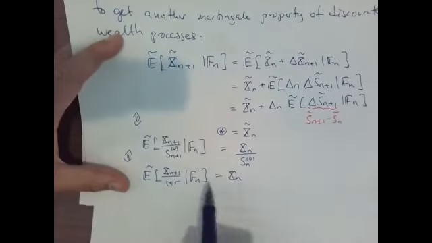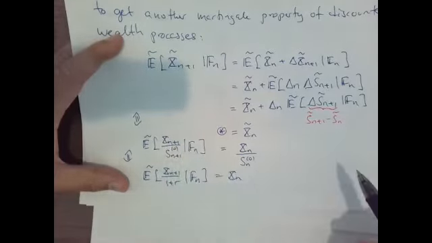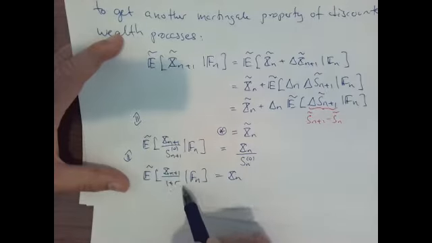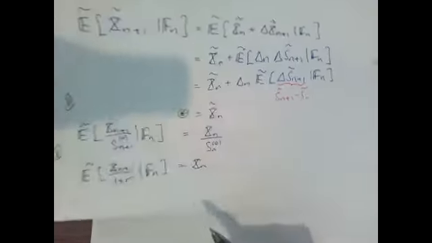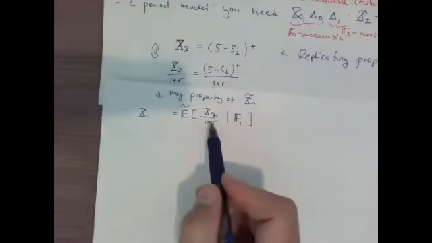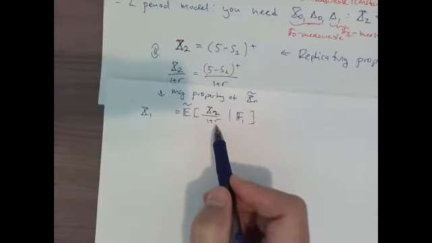Right, so this is not a martingale property of X_n. This is a martingale property of the discounted wealth. I have this 1 plus R that I need to keep track of. So this is why that 1 plus R comes in here.